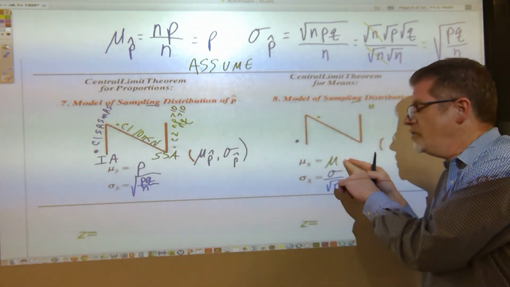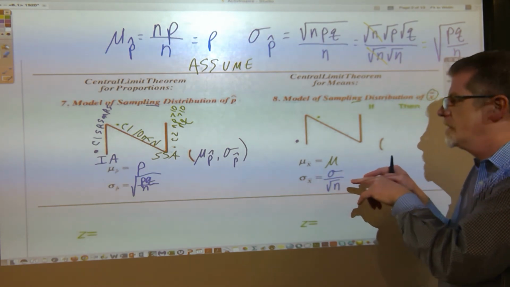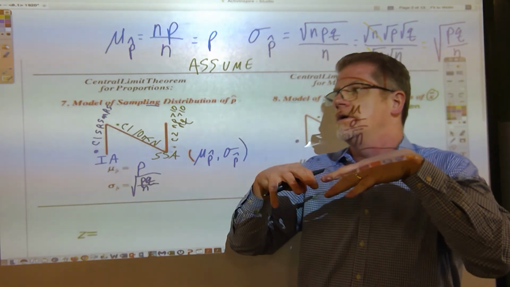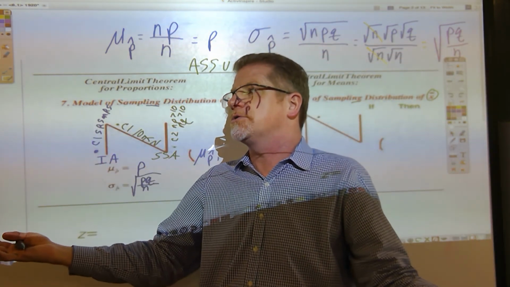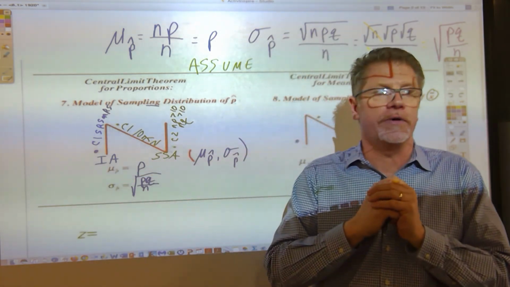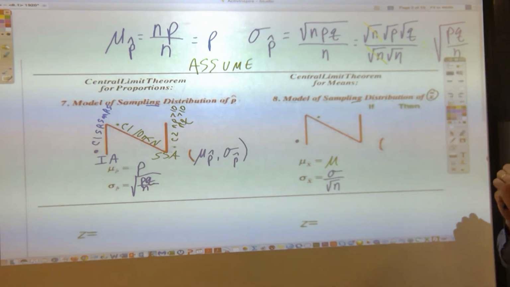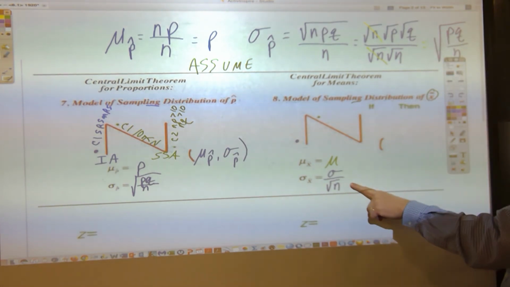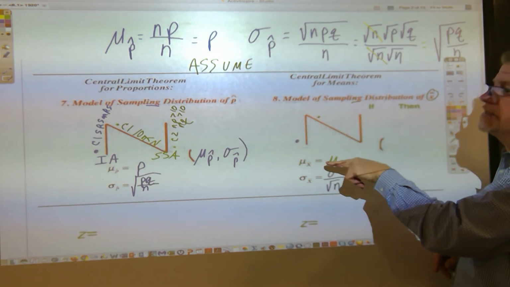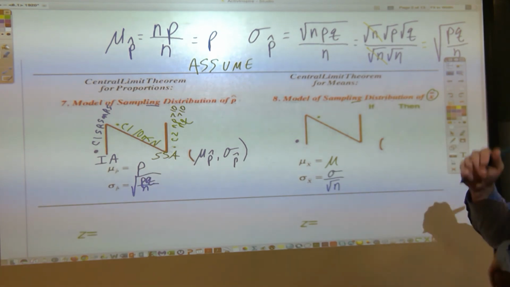Center is mu, spread is sigma over the square root of n. Shape is normal, a bell curve shape. It becomes more and more normal. The shape is actually not normal for small sample sizes, but the shape becomes more and more normal as the sample size increases.